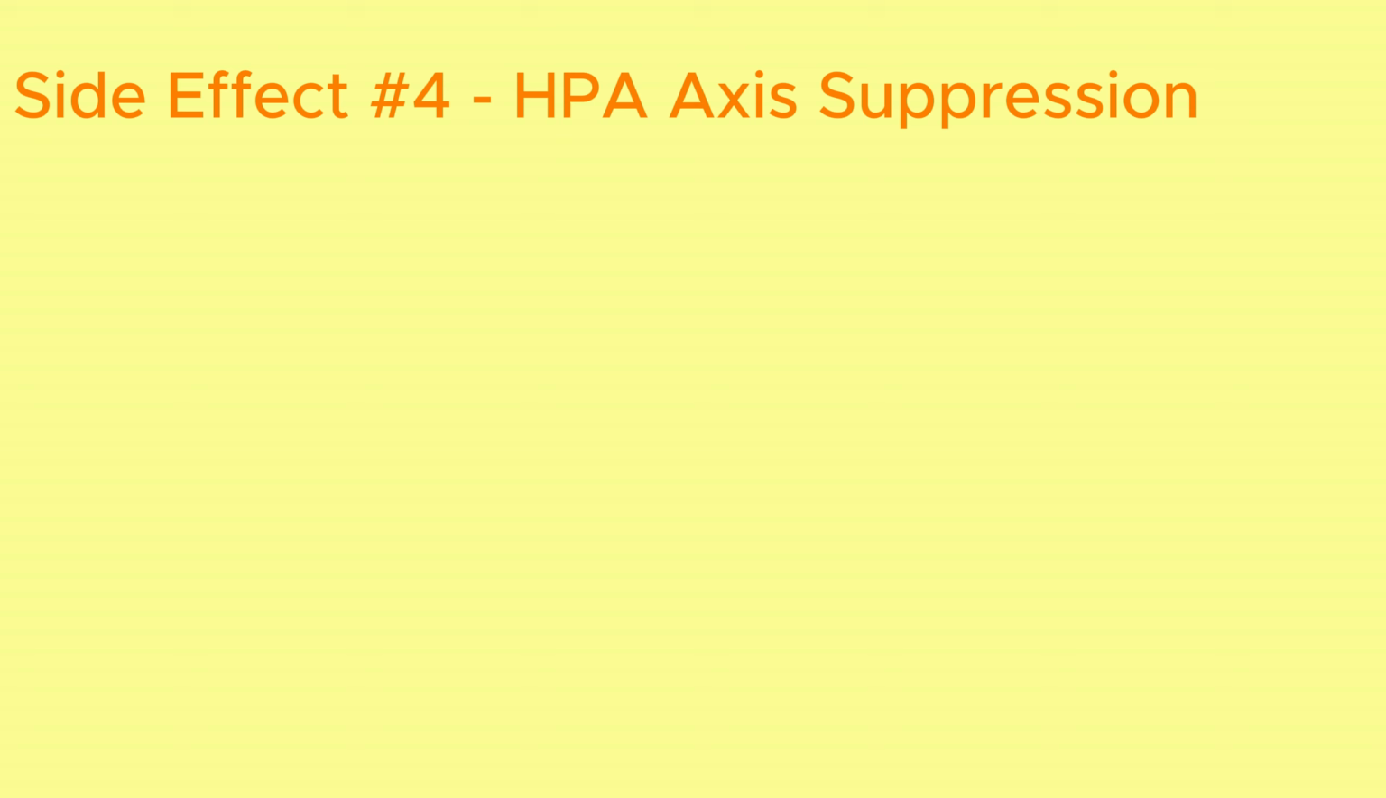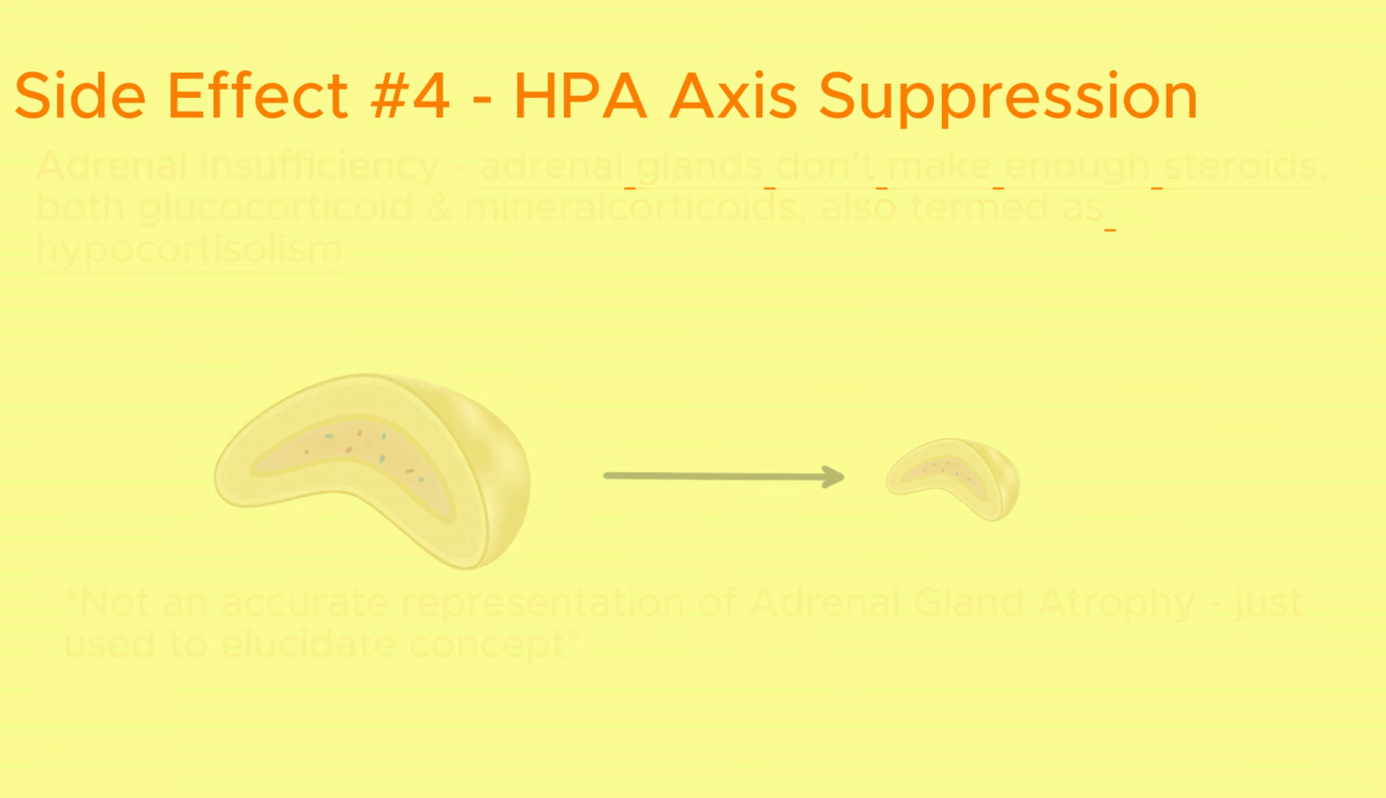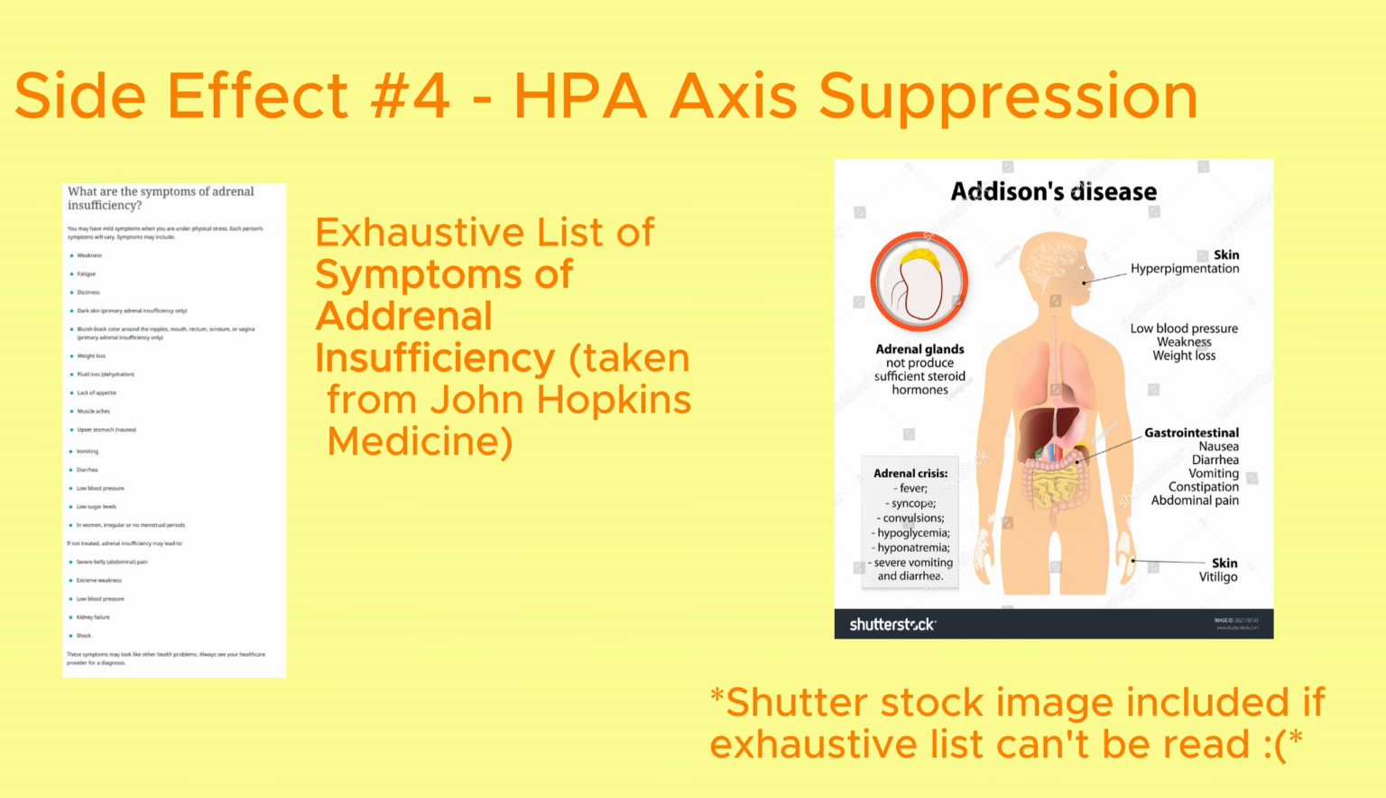And so, because of this, long-term exogenous steroid use can lead to adrenal atrophy, or shrinking of the adrenal cortex, which is where endogenous steroid production occurs. And so, this causes the body to no longer be self-sufficient at producing corticosteroids naturally, in which this event is termed adrenal insufficiency.